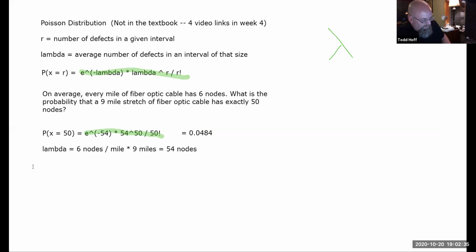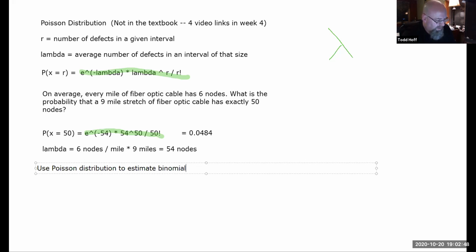So because of that, we can use the Poisson distribution to estimate binomial probabilities, but only if p is extremely small. I mean, the absolute limit is it has to be less than 1%, but it should be even smaller than that. Let me show you an example here.